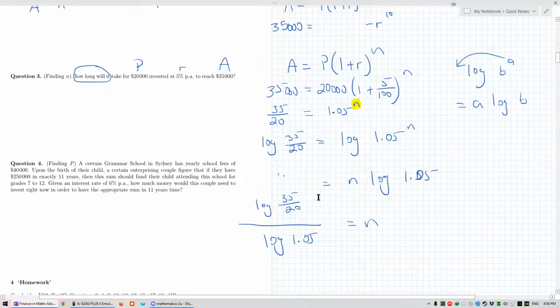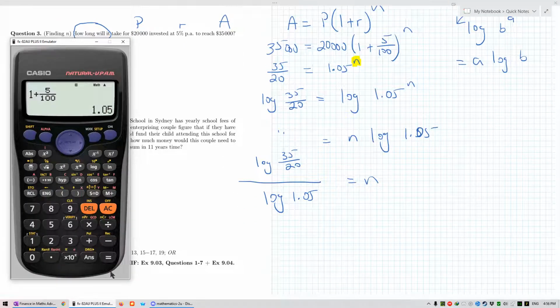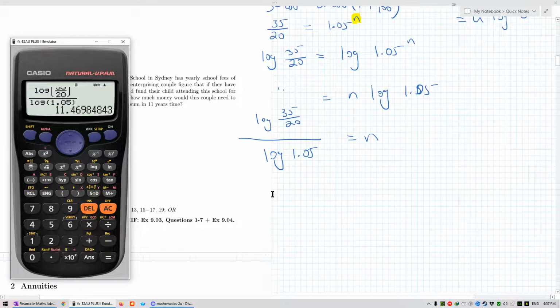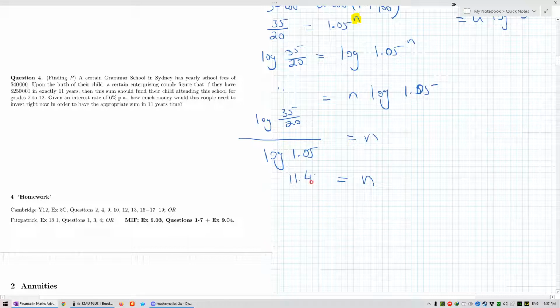And on the left, it's just calculator work. So once again, be very careful using the calculator. Make sure the expression you put in is exactly what you see over here. 35 over 20, and there we go, like this. So we have log 1.05. You would not believe how many times when I mark students' work that they just get this step wrong. Just putting it into the calculator, they get it wrong. Just be very careful. Make sure you know how to use your calculator. Be very familiar with it. And yeah, so it's 11.47.